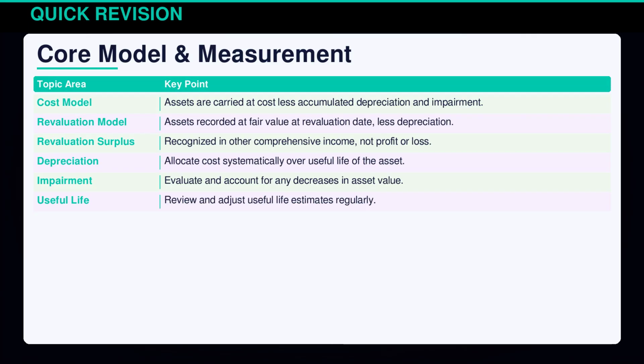AASB 116 offers two models, cost and revaluation. The cost model maintains assets at cost minus depreciation and impairment. In contrast, the revaluation model reflects fair value minus depreciation, allowing periodic asset value updates. Revaluation surpluses appear in other comprehensive income, not profit. Regular review of useful life and impairment ensures assets reflect their true economic value and avoid overstatement in financial reports.